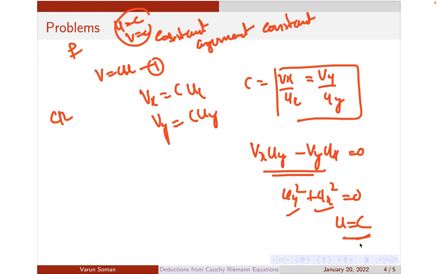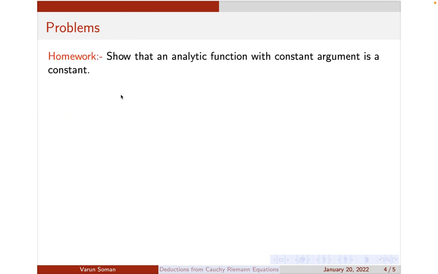Okay, so since the real part is a constant, your f is also a constant. The steps involved are just the same as the previous problem. The only difference is the relation will be like this because you are taking the argument here. Rest everything is the same approach. Please try to do this problem also: show that an analytic function with constant argument is a constant. Please try to do it by yourself.